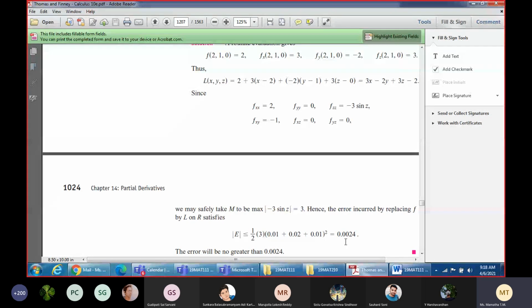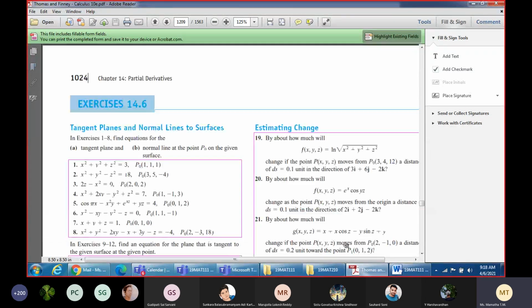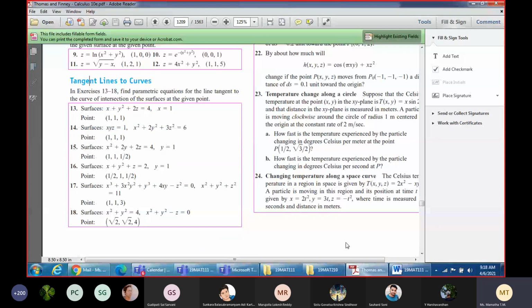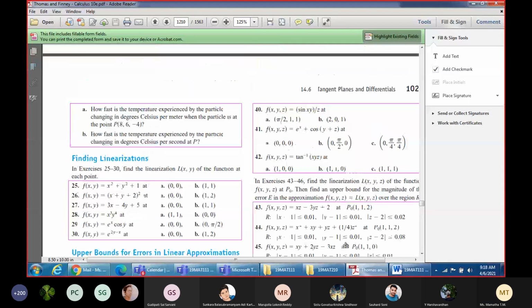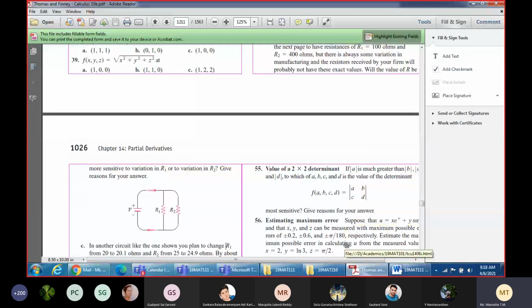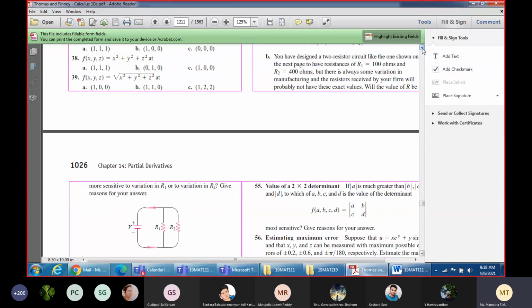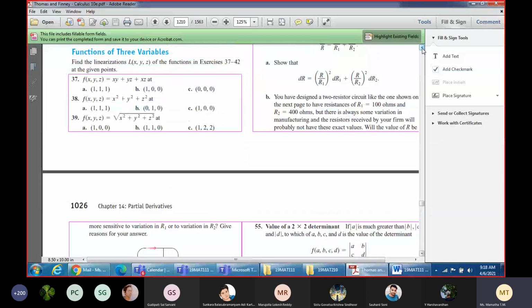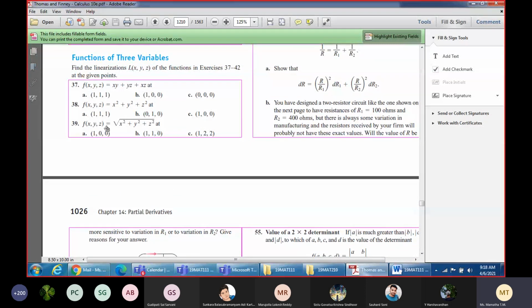Okay, so we'll go for the exercise problem. One problem for 3 variables. Problem number 4. Yeah, can you solve problem number 38 and 39? At the point A itself you can find. Problem number 38 and 39. With that we'll wind up this session.